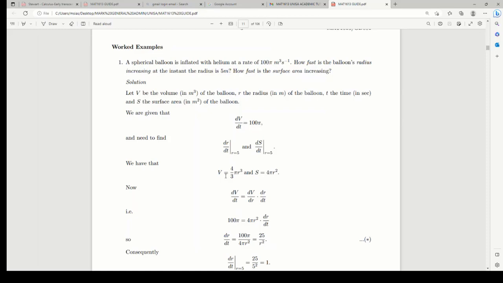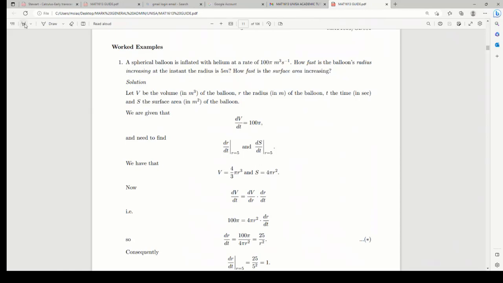A spherical balloon is inflated with helium. So I'm just going to write down the data for this problem. It is inflated at a rate of 100 pi cubic meters per second, so we are given dV/dt. How fast is the balloon's radius increasing at the instant the radius is 5 meters? So now they want dr/dt given that the radius is 5 meters. And they also want to know how fast the surface area is increasing. We have formulas for surface area and for the volume.